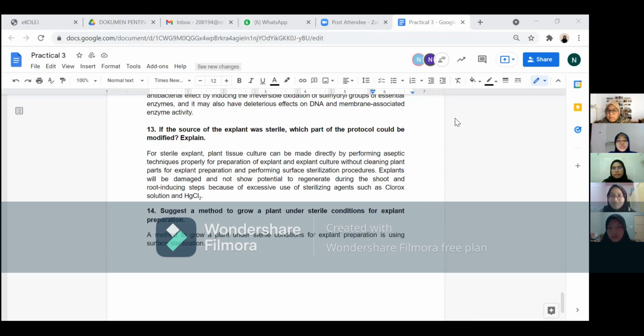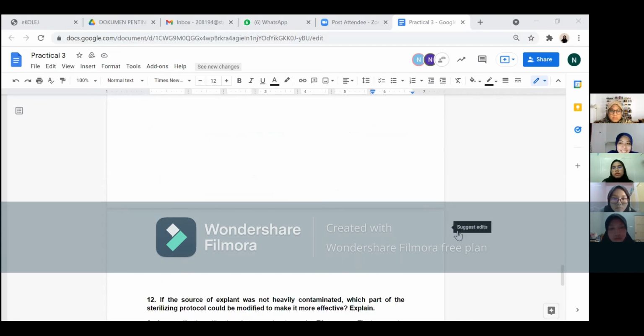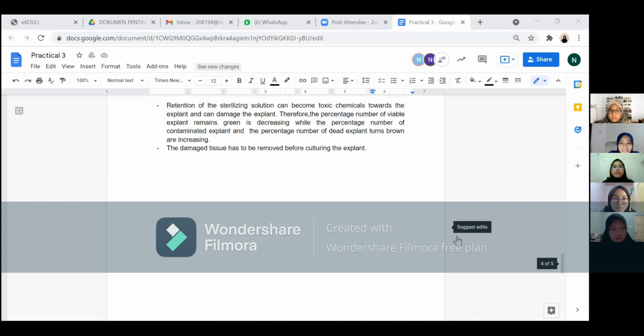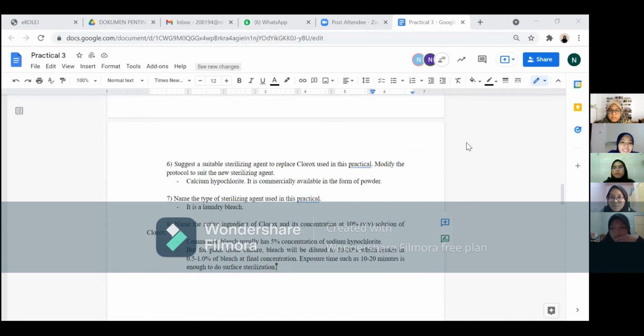For question number 6, why do we need to add water in the sterilizing agent? Can you explain? It is because potassium hypochlorite is available in the form of powder. So before we use it, we must dissolve it in water. Okay, thank you.